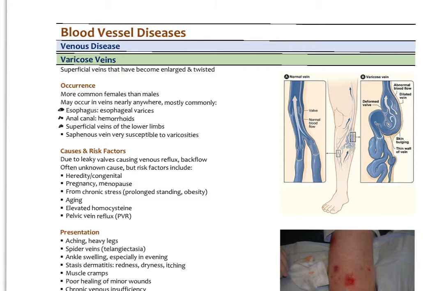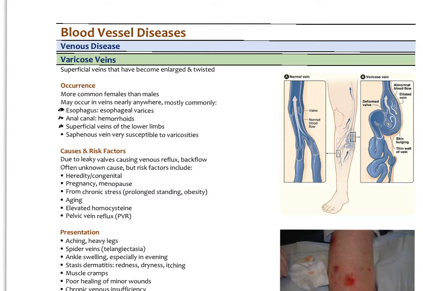The causes and risk factors would be due primarily, we think, to leaky valves. So the wall of the vein becomes more lax. Veins, remember, have very little smooth muscle, but they have some. But if you thin that smooth muscle even further, they become more lax. If they lose some of the elastin and fibrous tissue, they get more stretchy. And the veins actually start to backflow. So instead of being one-way valves, the blood starts to backflow through the vein.